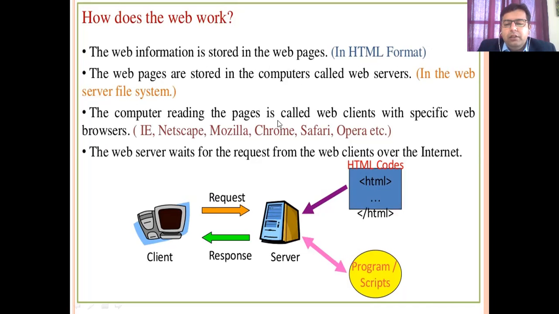The computer reading the pages is called a web client with a specific web browser, and the web server waits for requests from the web clients over the internet. So these are the four steps. This is a client computer where you are writing www.google.com. So this request is sent to the web server. Okay, and the web server will store these particular websites. So whenever you send the request, it will accept the request, find that particular website in its server, and give the response.